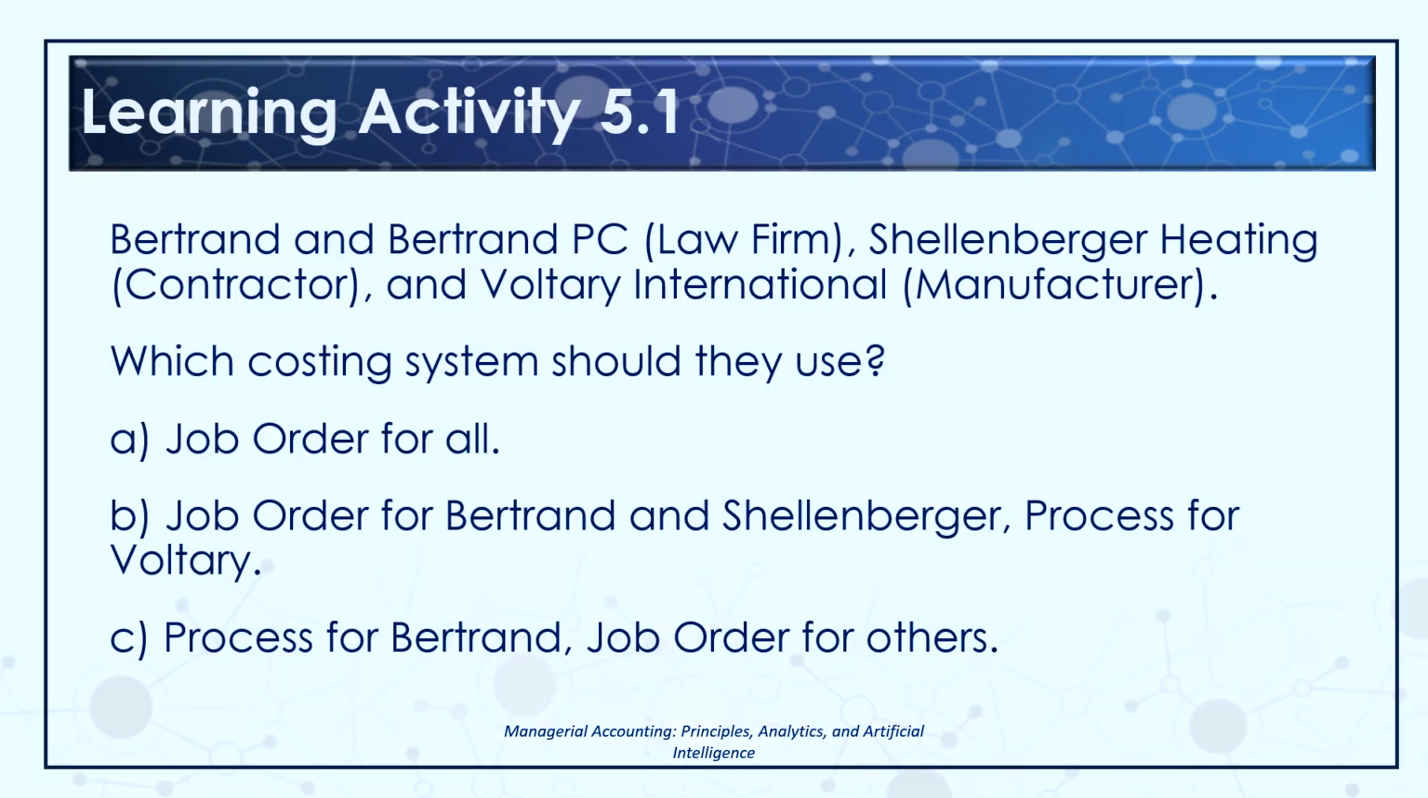Now let's begin with our first learning activity. We have three businesses: Bertrand and Bertrand PC, a law firm; Schellenberg Heating, a contractor; and Valtteri International, a manufacturer. Your job is to decide what costing system each business would likely use. Remember, job order costing is used for custom work. Process costing is used for large volumes of identical products. Pause here and work through the activity. Once you've finished, check your answers with the solutions provided in the back of Chapter 5.